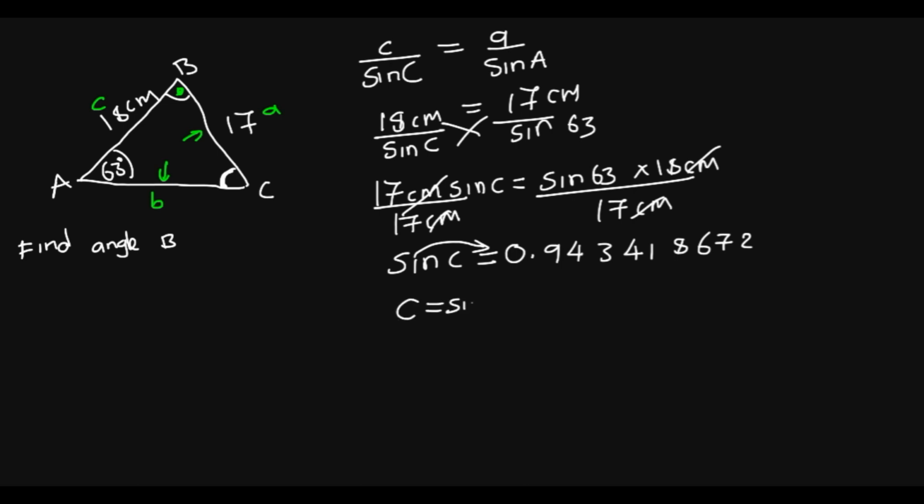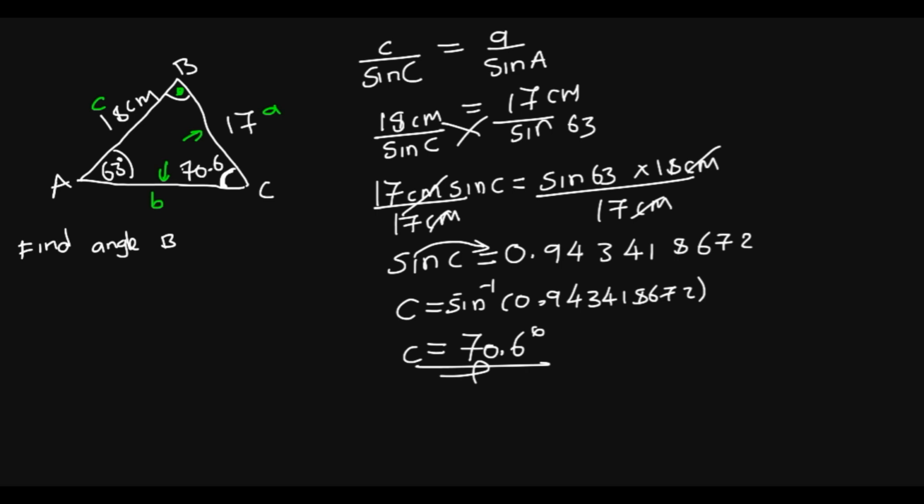So C is equal to sine inverse of 0.943418672. So C, we can now shift sine this. I'm getting about 70.6 degrees. So this is the angle here, 70.6. Now the question is, we are solving for angle B. So after we have these two angles, we can now use the principle that a triangle adds up to 180. So say B plus 63 degrees plus 70.6 degrees is equal to 180.